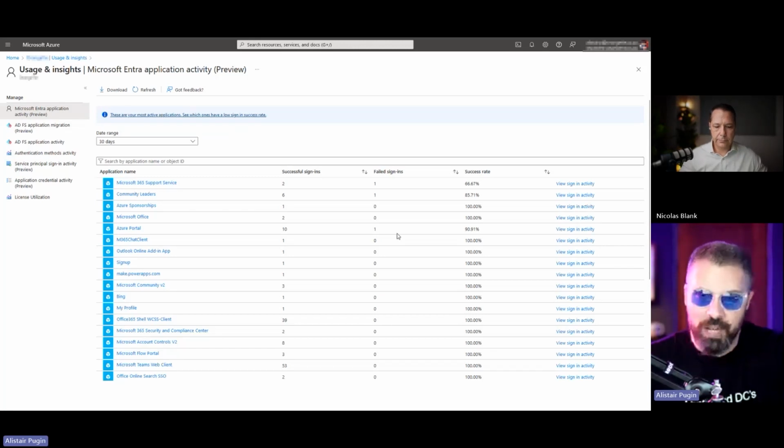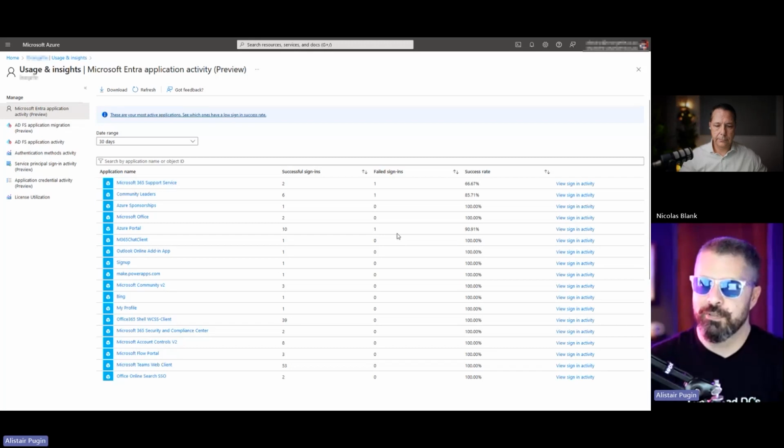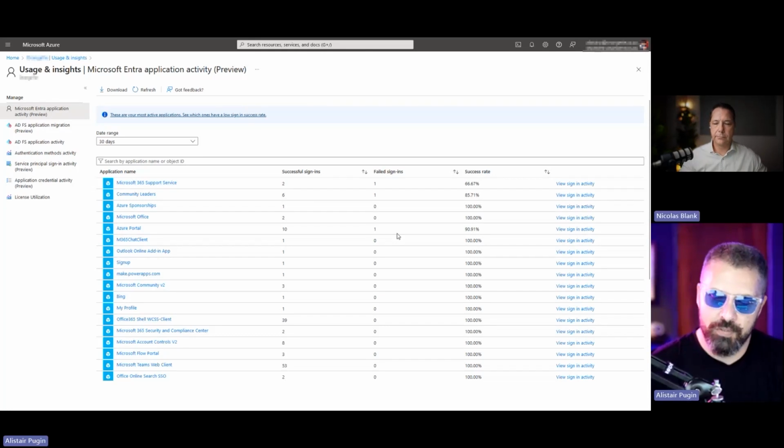We've confirmed identity and why it's important. We looked at the things you should be configuring, but even before you get there, you want to know what you have, right? You can't fix, you can't measure, you can't manage what you don't measure. So you do need to understand what you have.